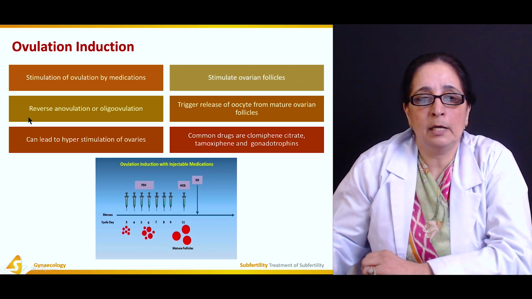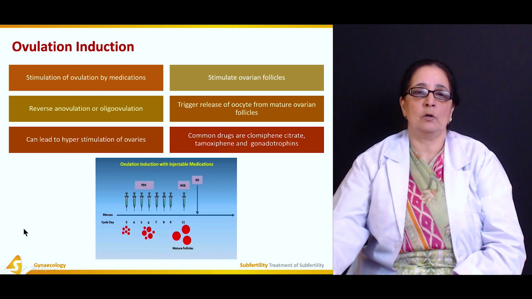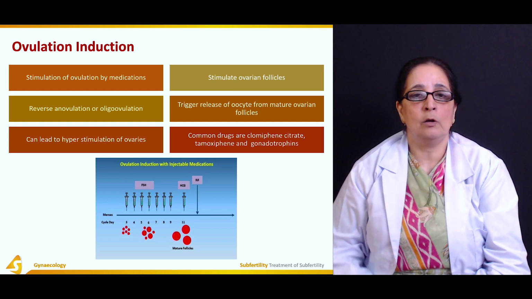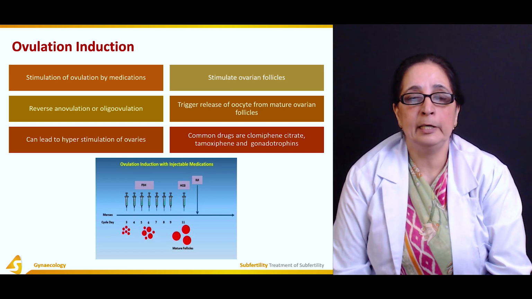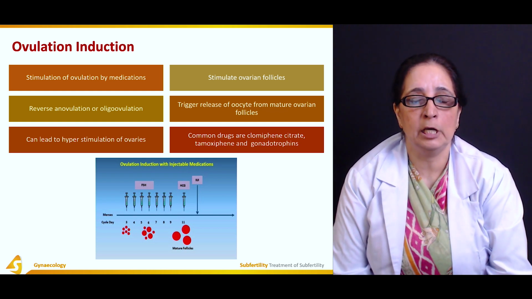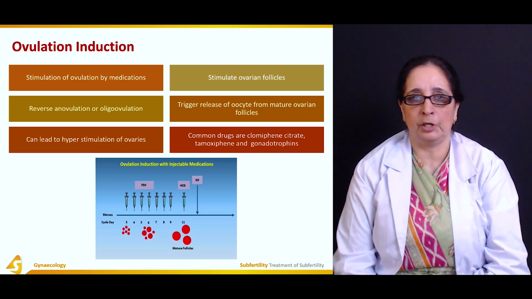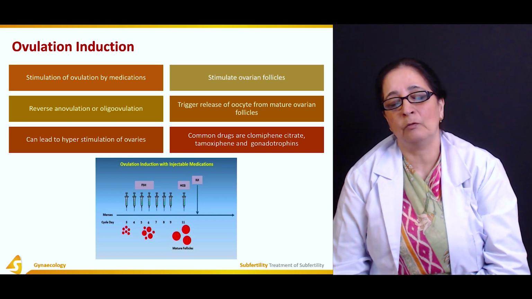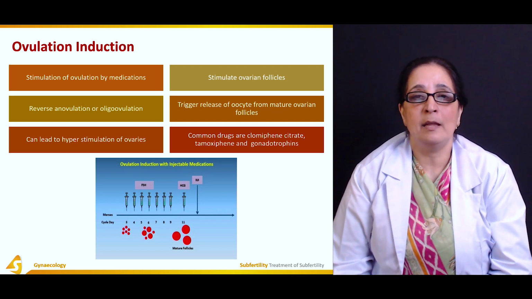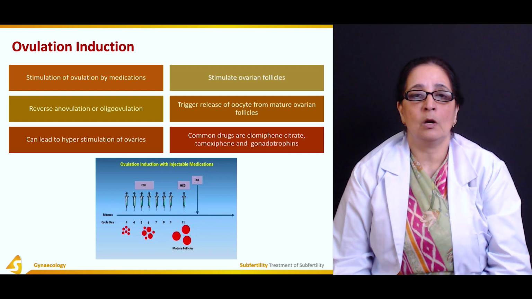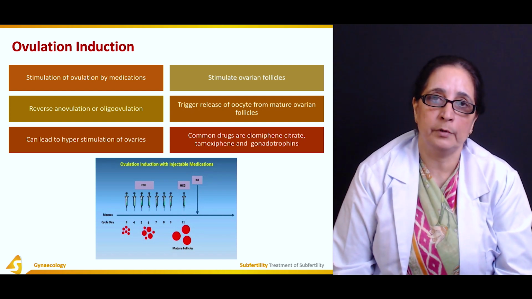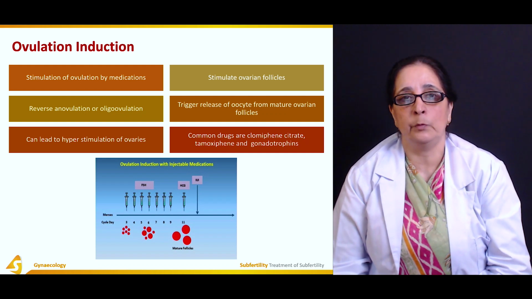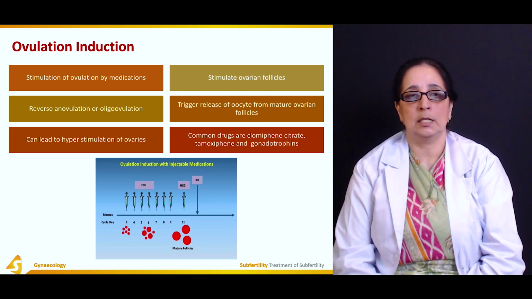Ovulation induction is commonly done in cases when the patient has anovulation or oligo-ovulation. Anovulation means no ovulation at all. Oligo-ovulation means scanty ovulation or not enough ovulation, not enough healthy ova are produced to cause pregnancy. So these are the conditions in which ovulation induction is important.